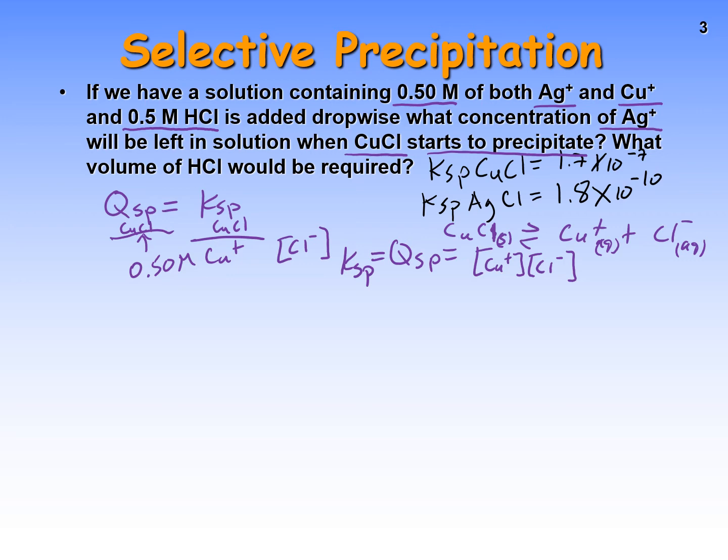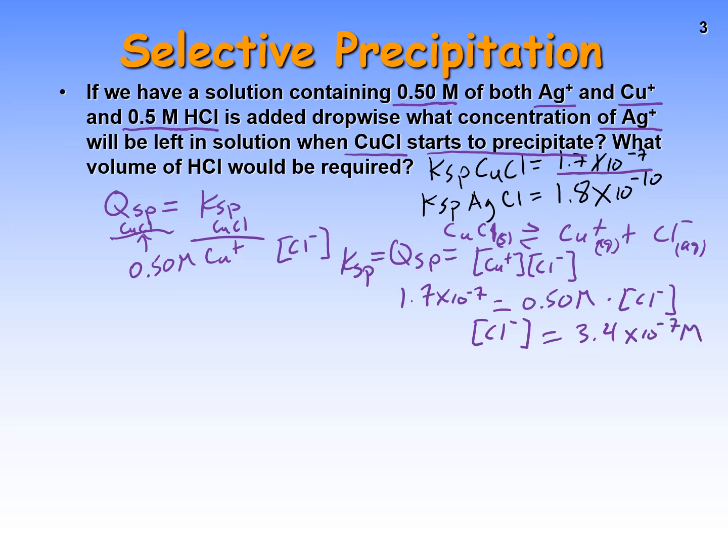So I know the KSP of CuCl is 1.7 times 10 to the negative 7. And this is going to be equal to my copper concentration, which initially is 0.5 molar, times the chloride concentration. So I can divide this over and get what concentration of Cl I need to have present in solution for copper chloride, copper 1 chloride, to start precipitating. It's going to be 3.4 times 10 to the negative 7 molar.